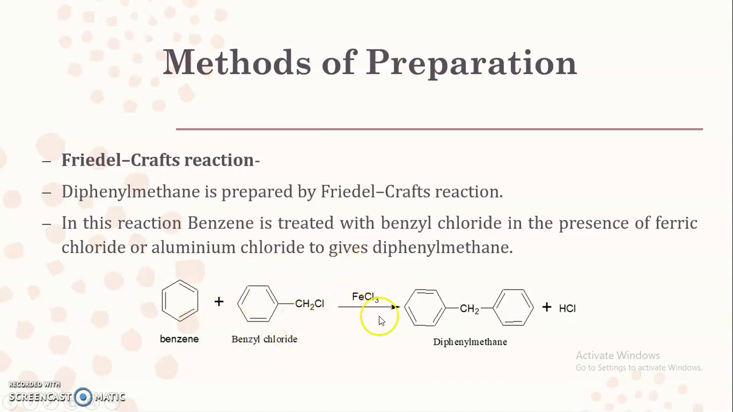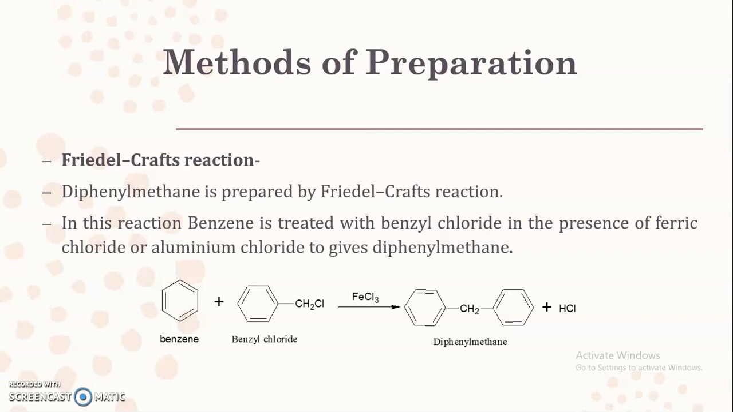Now, this reaction can be performed in the presence of ferric chloride, or aluminum chloride can be used as a catalyst, to give us diphenyl methane, where one of the hydrogen atoms from this benzene ring and chlorine will combine and be removed as a byproduct, and diphenyl methane will be formed. So this is the first method used for the preparation of diphenyl methane.